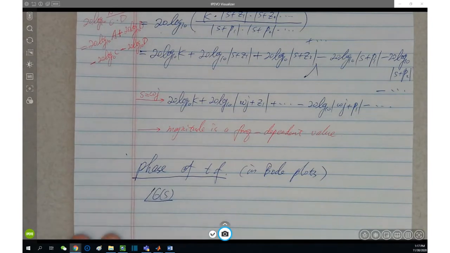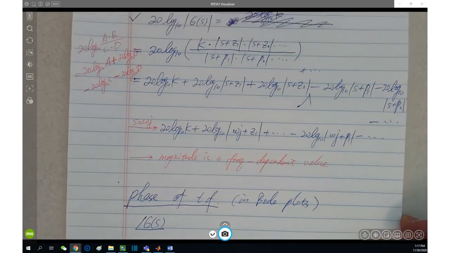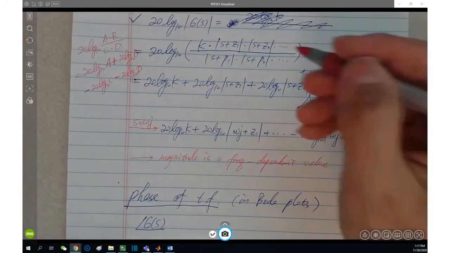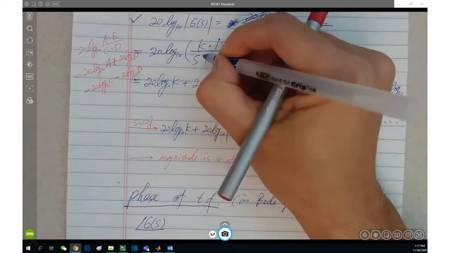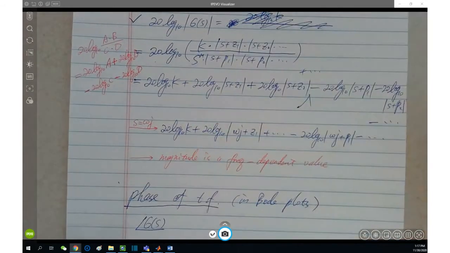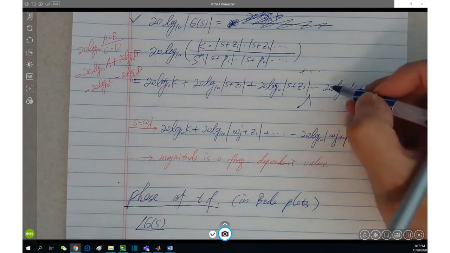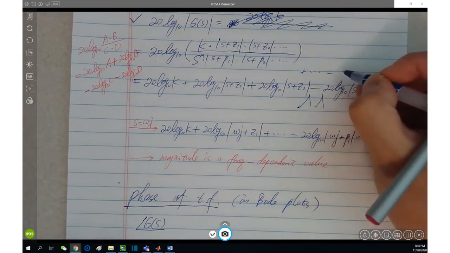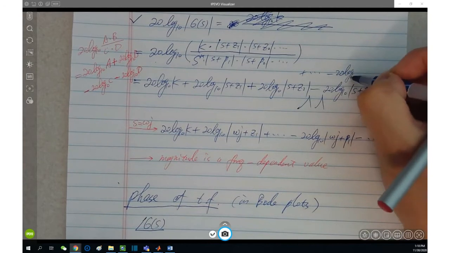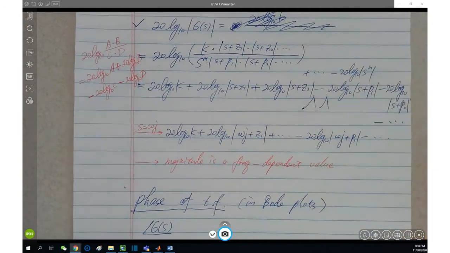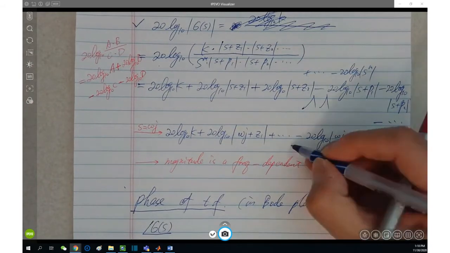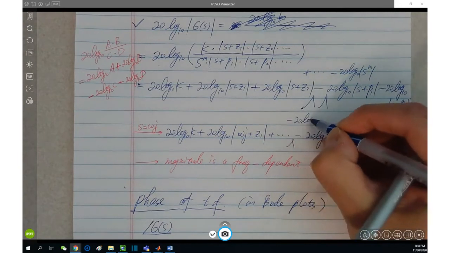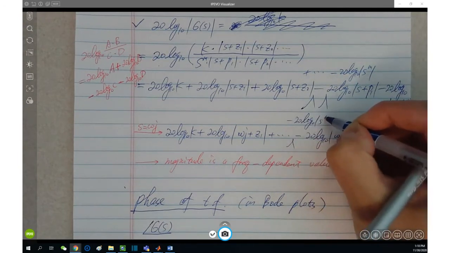Kevin is asking, do we lose somewhere an s term in the denominator? Yes, the s term is here, and then we need to subtract 20 log 10 of the s term here. That's right. We should have it, log 10 of the s term.